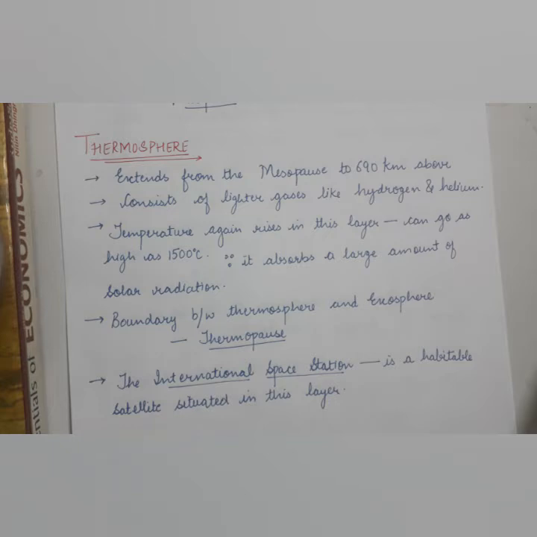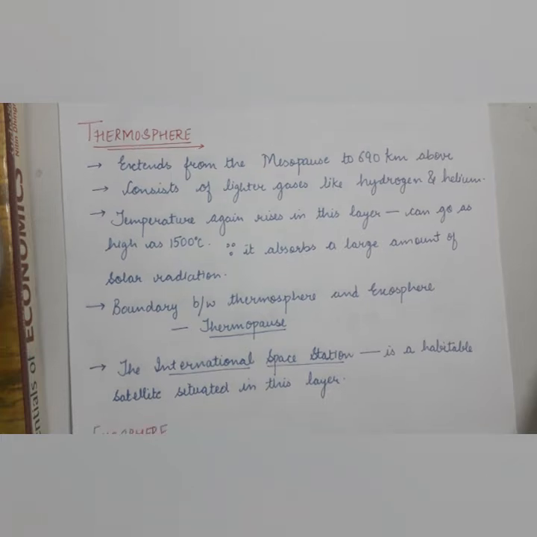The boundary between the thermosphere and the exosphere, your last layer, is known as thermopause. The International Space Station is present in this particular layer, the thermosphere. It is a habitable satellite, and it is situated in this layer.